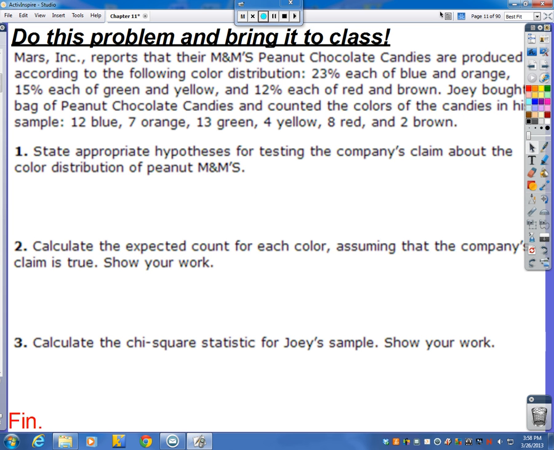Now, for those watching the videos, you need to do this problem and bring it to class with you. This isn't an option anymore. This is do this problem and bring it to class because I am checking it for homework now.